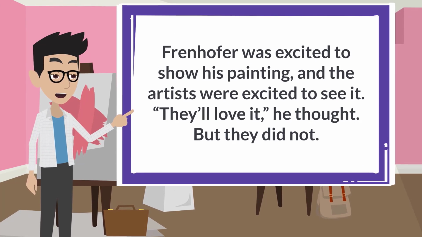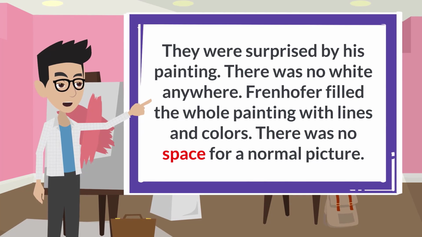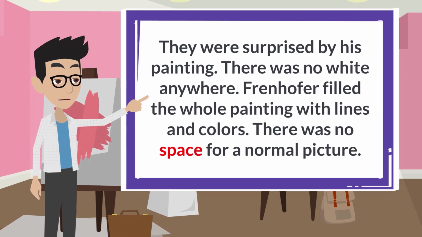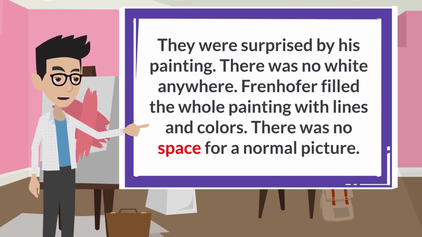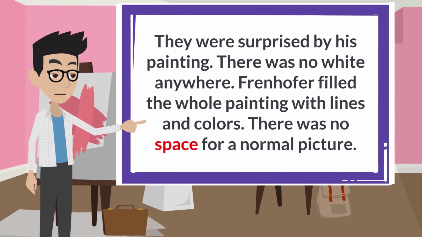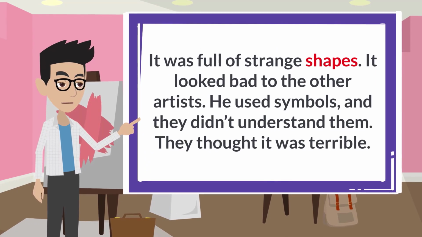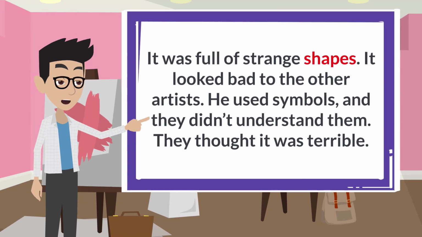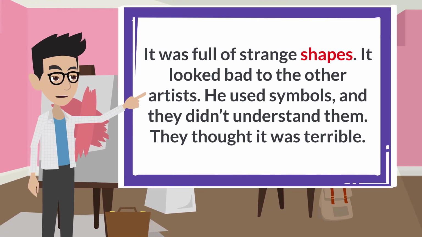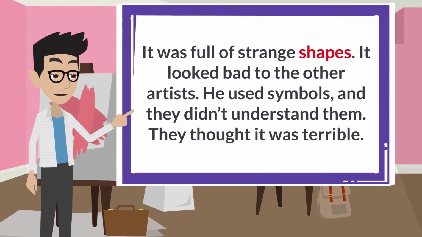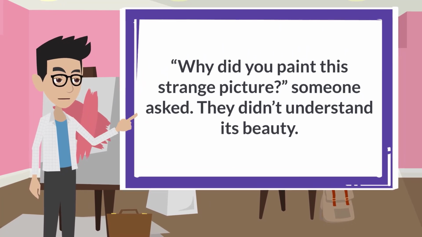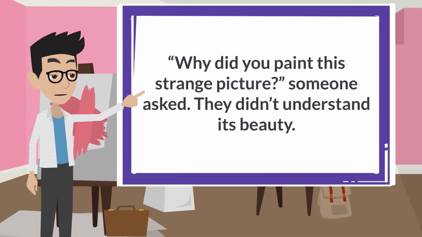But they did not. They were surprised by his painting. There was no white anywhere. Fraunhofer filled the whole painting with lines and colors. There was no space for a normal picture. It was full of strange shapes. It looked bad to the other artists. He used symbols, and they didn't understand them. They thought it was terrible. "Why did you paint this strange picture?" someone asked. They didn't understand its beauty.